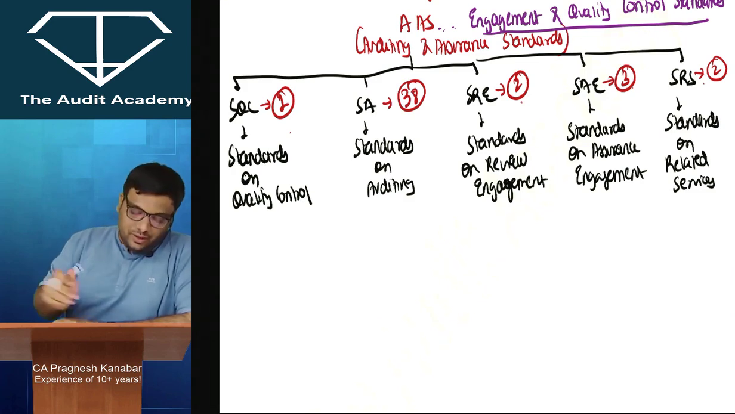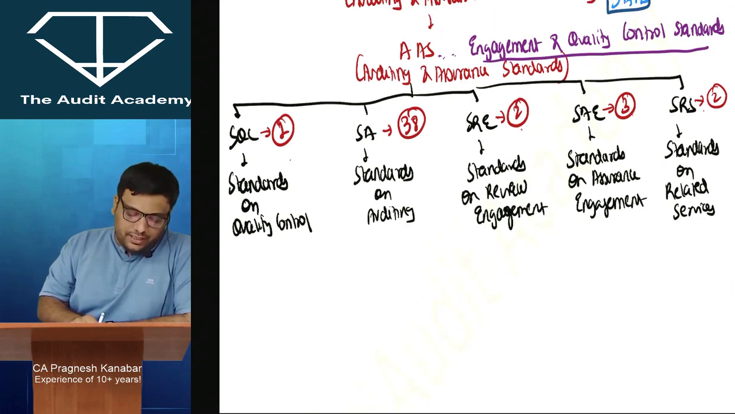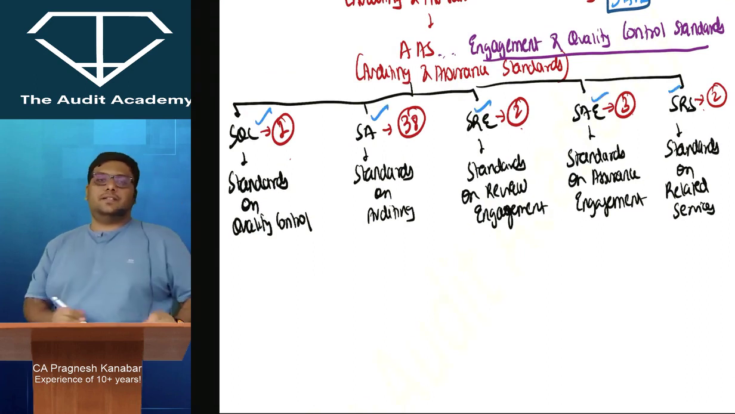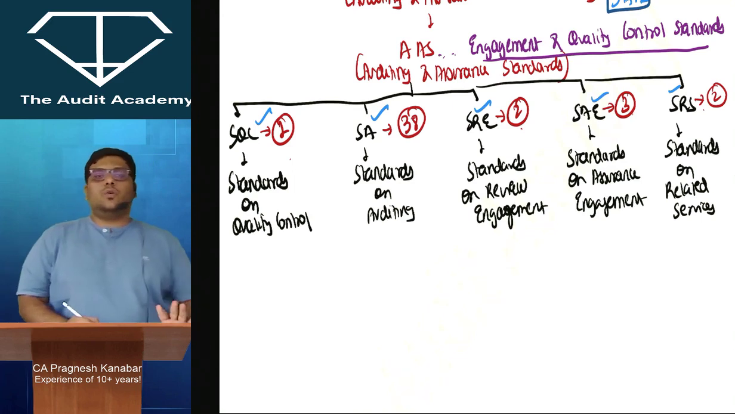Alright. So now listen to me. I repeat, auditing and assurance standards are divided into 5 categories: SQC, SA, SRE, SAE and SRS. SQC, standards on quality control.